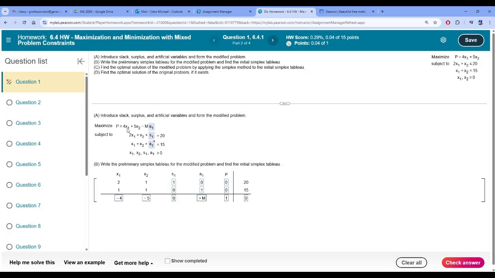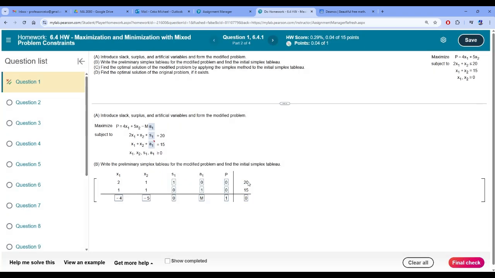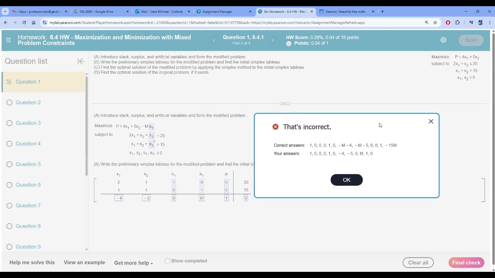At least one of your answers. No plus. 15, negative 4x1, negative 5x2, negative M. Negative 4 should have been negative M. Negative M.